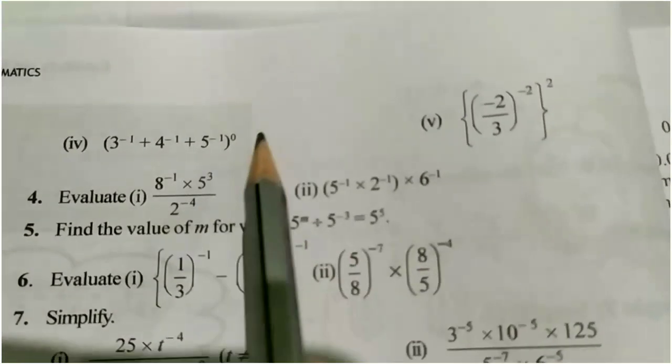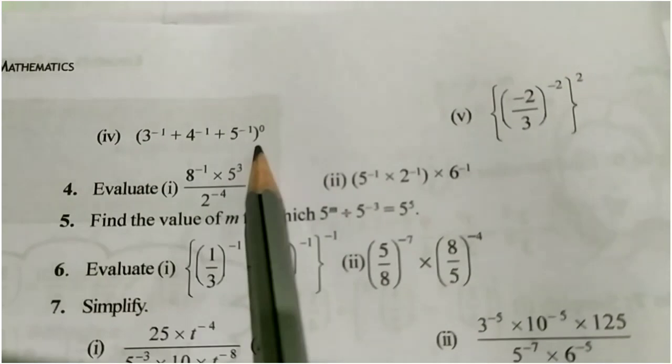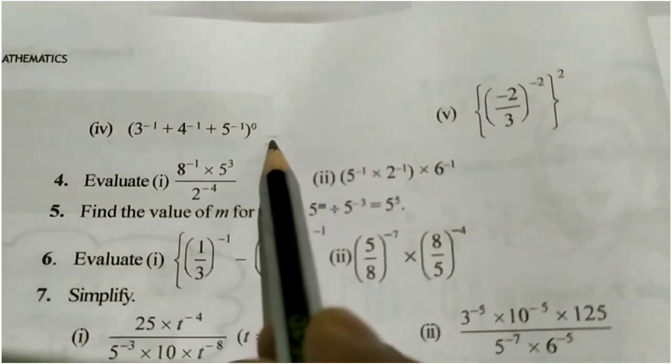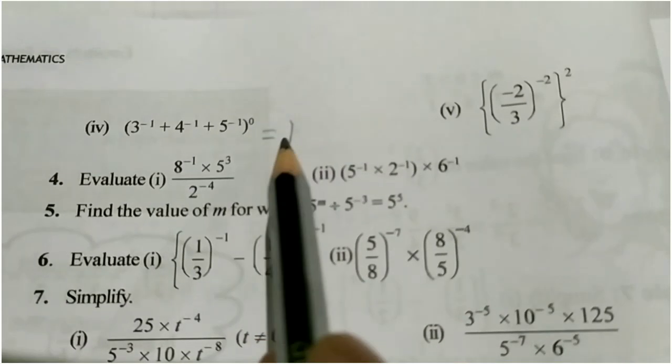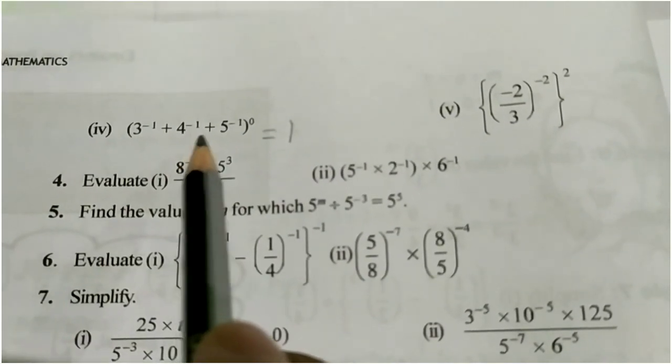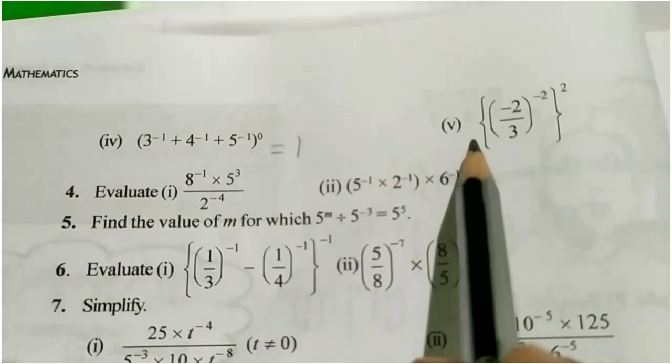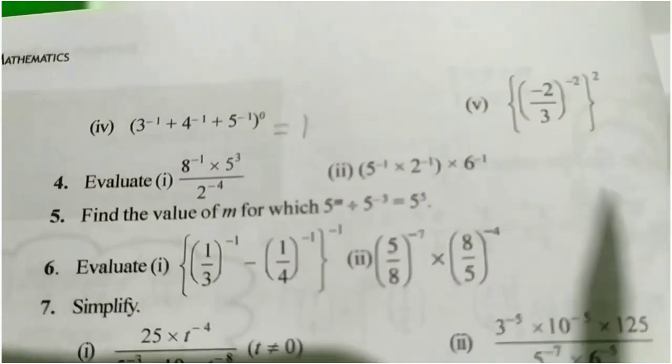The next, fourth question, see here the whole power is 0. So what is this answer? It is always equal to 1. Why? If any number has power 0, that value will be 1. Now solving the fifth one.